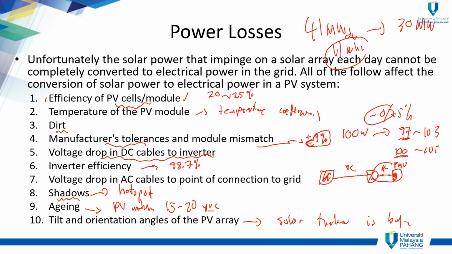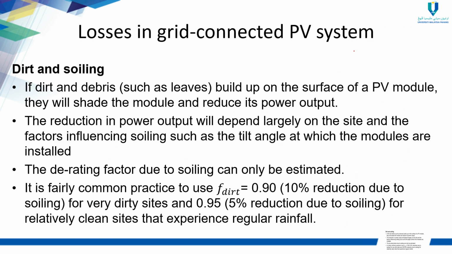Okay, dirt and soiling, we have some explanation here. Dirt and debris such as leaf build-up on the surface of the PV module will shade the module and reduce its power output. The reduction in power output will depend largely on the site and the factors influencing soiling, such as the tilt angle and which the modules.